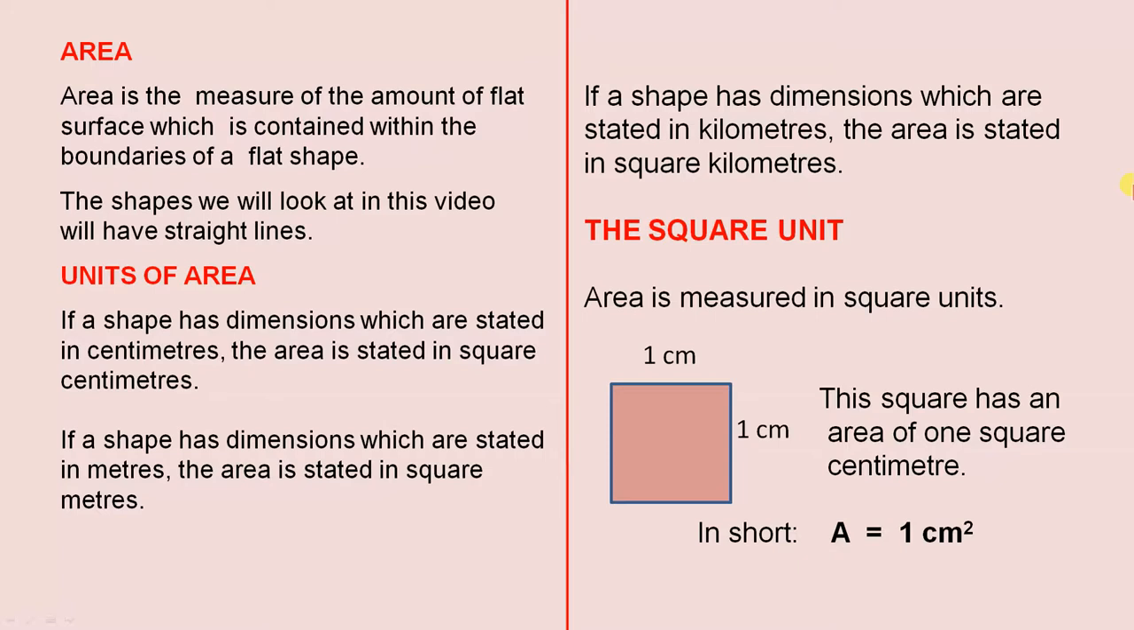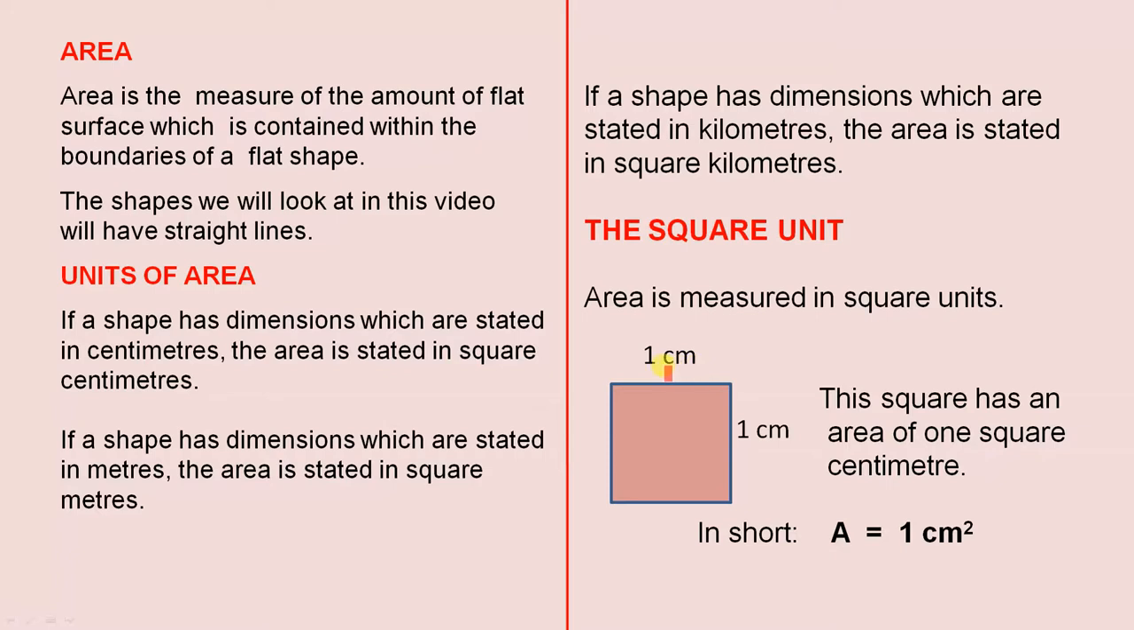Units of area. If a shape has dimensions which are stated in centimetres, the area is stated in square centimetres. If a shape has dimensions which are stated in metres, the area is stated in square metres. If a shape has dimensions which are stated in kilometres, the area is stated in square kilometres. The square unit. Area is measured in square units, and it depends on the unit that you are using.